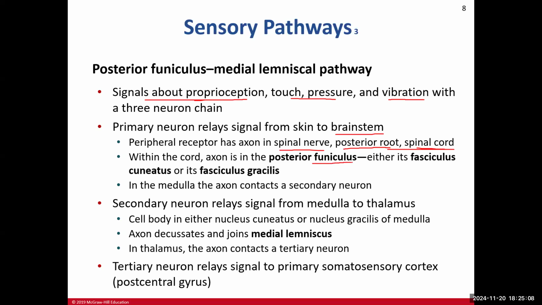And so that posterior white column has two parts to it. Right? It has the fasciculus cuneatus and the fasciculus gracilis. Does this look familiar to you? Gracilis? What do you think that represents? What do you think that is from? It was a muscle located in your lower extremity, right? So this is how you can remember which area that sensory neuron is going to travel through. If it's carrying information from your lower extremities or the lower portion of your body, it's going to enter into the spinal cord and travel through the fasciculus gracilis. If it's for your upper extremity or the upper part of your body, it's going to be the fasciculus cuneatus.